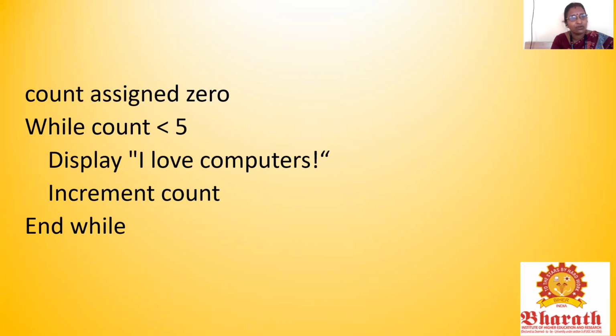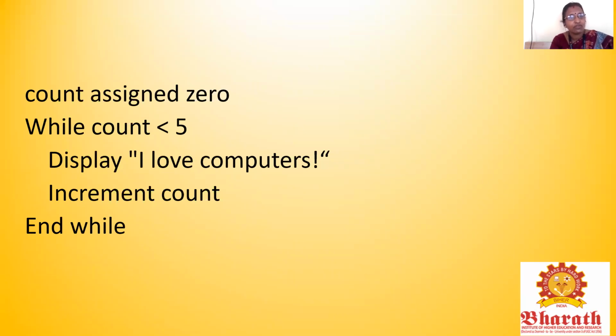So count is assigned as 0, and with the help of the while keyword, we are writing the pseudocode. While count is less than 5, display I love computers. So till count is less than 5 we keep displaying I love computers, and each and every time within the while loop I am incrementing the count value.